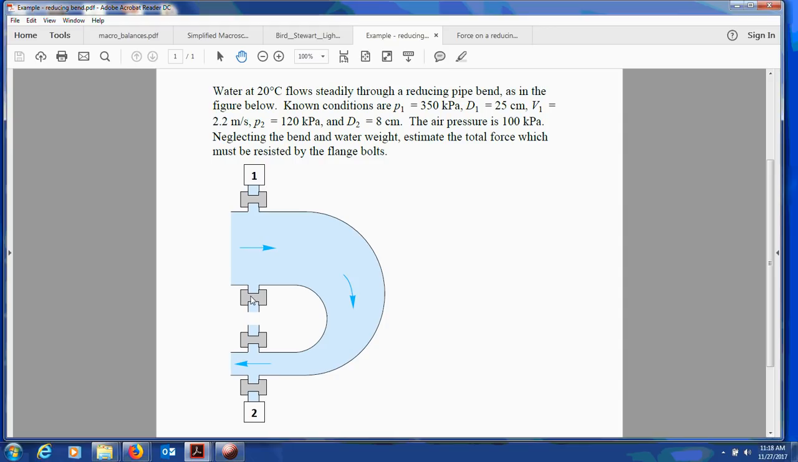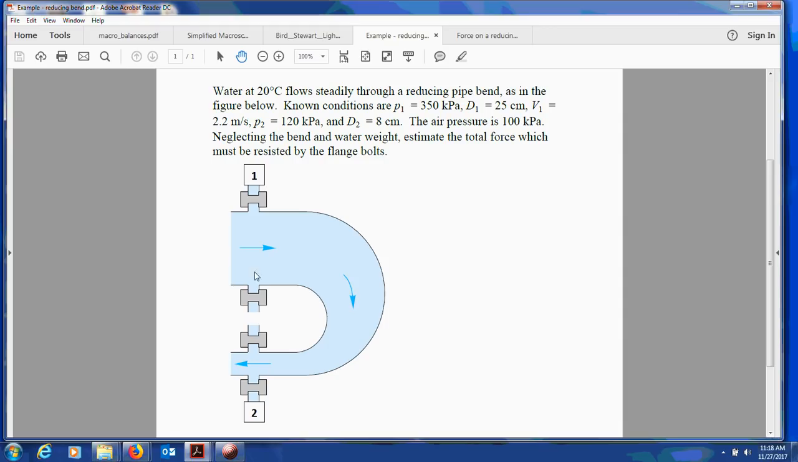The pipe diameter at position 1 is 25 centimeters, and the mean velocity of the turbulent flow at position 1 is 2.2 meters per second. At location 2, which is down below here in the figure, the pressure is 120 kilopascals, and the diameter of the pipe is 8 centimeters. The air pressure is assumed to be 100 kilopascals. Neglecting the bend and water weight, estimate the total force which must be resisted by the flange bolts.